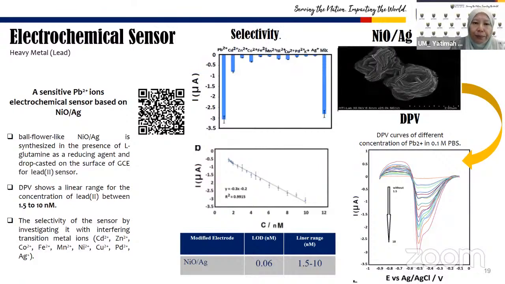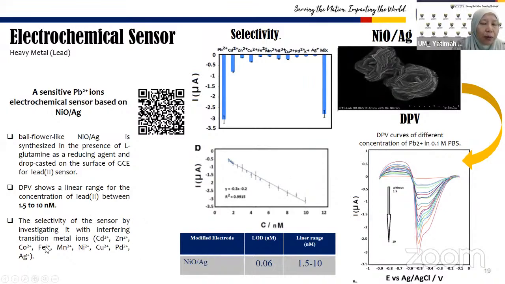For example, we have electrochemical sensors that can detect lead, which is plumbum 2 plus ions. This plumbum 2 plus sensor is based on nickel oxide and silver nanoparticles. So in this case, we can just drop cast on top of the modified electrode. And then you can see that electrochemical studies have been done using different electrochemical methods. And what's important here is that when we modify the electrode, the LOD, the limit of detection, is about 0.06 nanomolar.